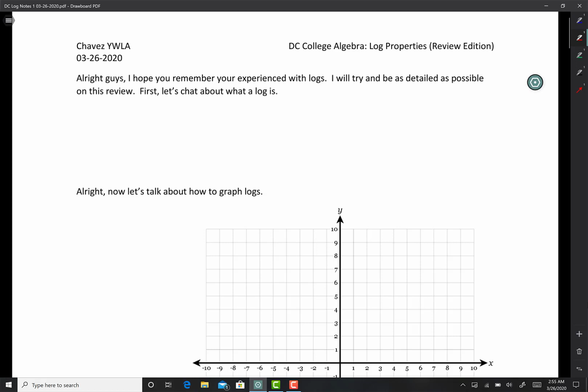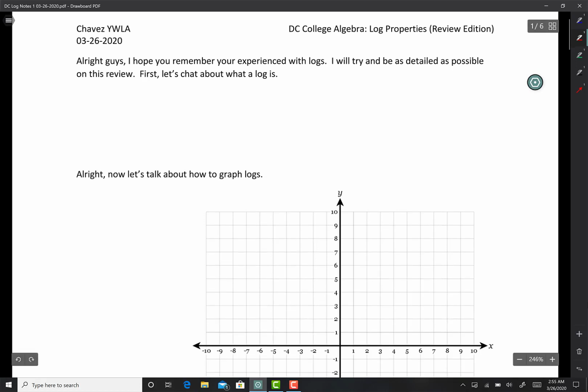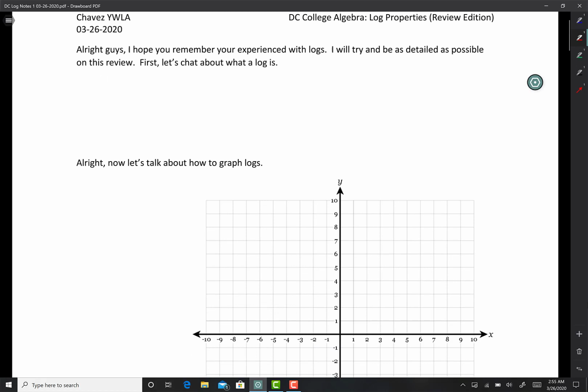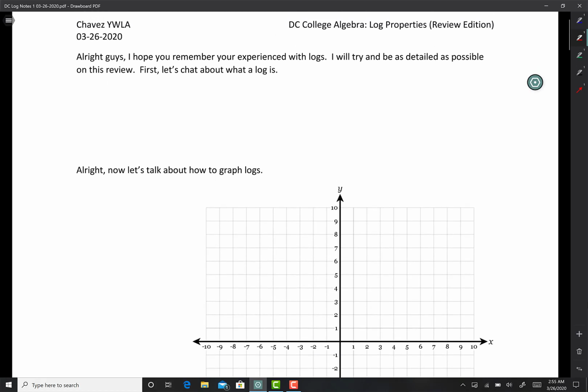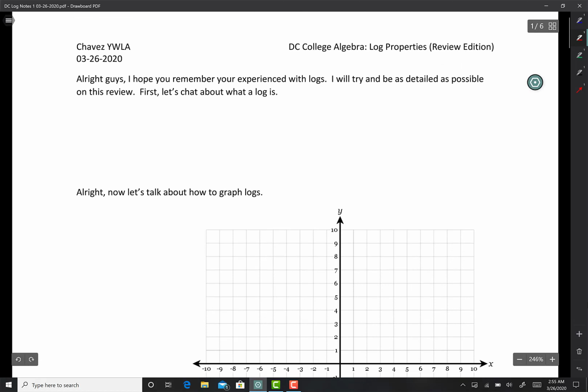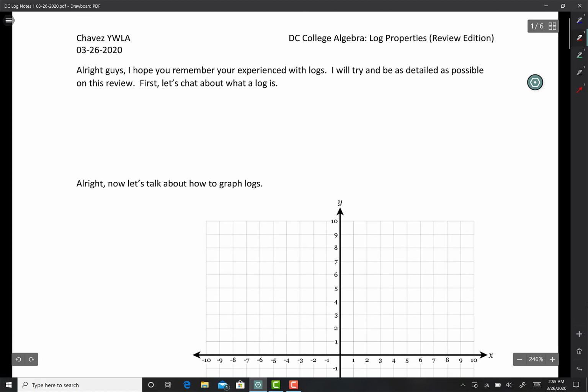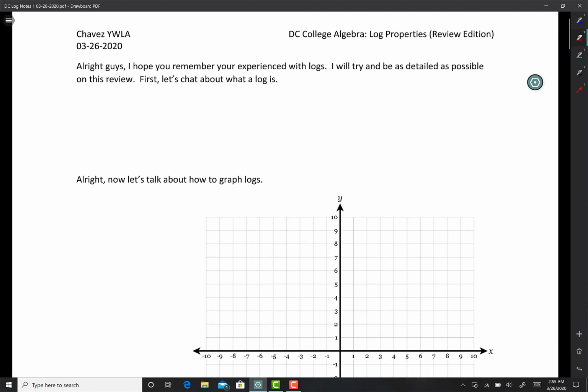All right, guys. So let's go ahead and get right into this. I don't know if you have a sheet of paper to write this down, or if you just want to listen, or if you want a copy of this, give me your email and I'll email you a blank set of notes, or I can post it somewhere. So let's get right into it. I hope you remember your experience with logs. This is a review. So here we go.